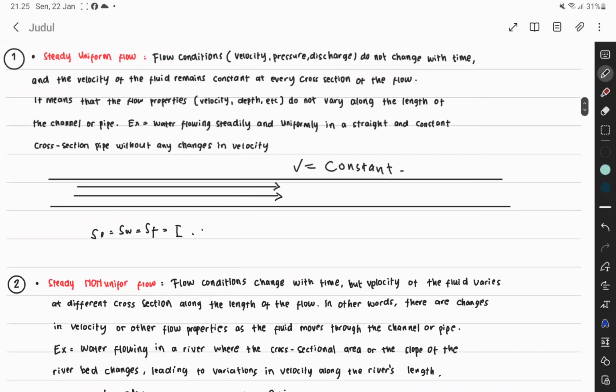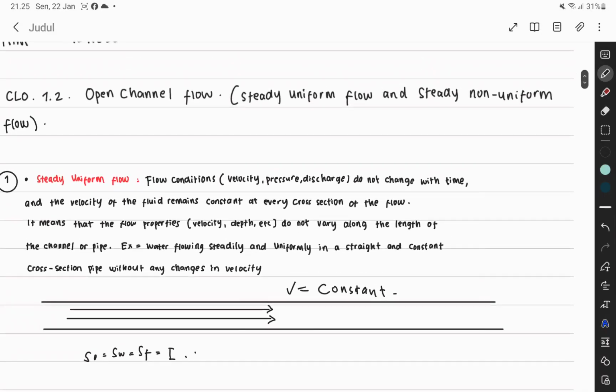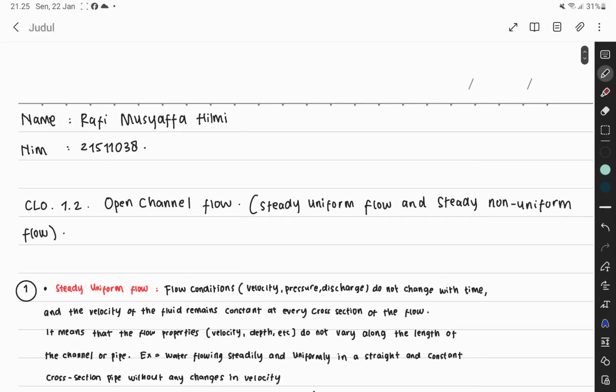So maybe this is what I can explain to do the assignment for the remedial for CLO 1.2.